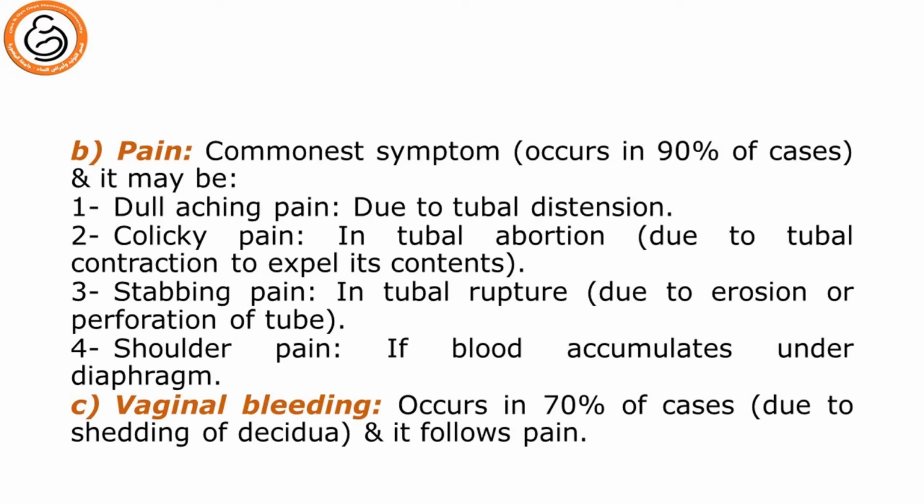Pain, which is the commonest symptom, occurs in about 90% of cases, and it may be dull aching pain due to tubal distension, colicky pain in tubal abortion as the tube is trying to expel its content, stabbing pain in case of tubal rupture, or shoulder pain if blood accumulates under the diaphragm. Vaginal bleeding occurs in up to 70% of cases due to shedding of decidua after the decrease of the pregnancy hormones, and it usually follows pain. Notice that in the disturbed ectopic pregnancy, pain starts first, followed by vaginal bleeding, while in case of miscarriage, we will have bleeding followed by pain.